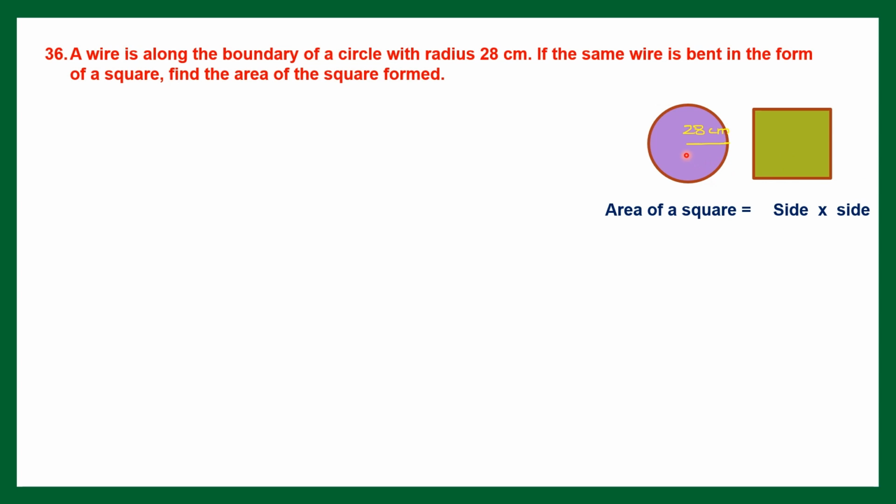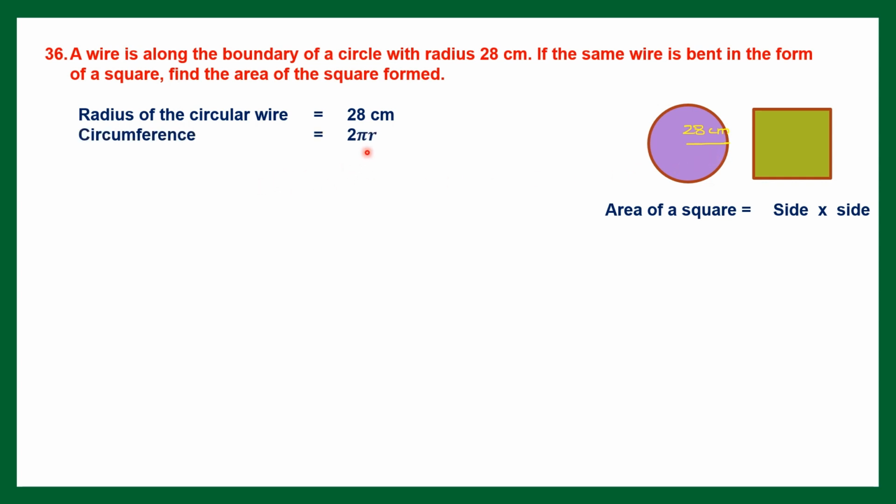So what we can do is, with the help of this radius measurement, we can find the circumference of the circle. Now this circumference and the perimeter of the square will be the same. So first we find the circumference of the circle, then we find the perimeter of the square, then with that we find the side of the square, and then we can find the area. So let's go slowly now and write what's given to us. So here radius of the circular wire is given to us 28 centimeters.